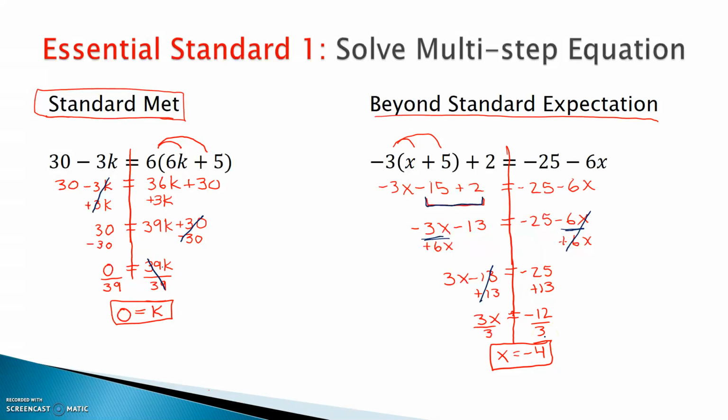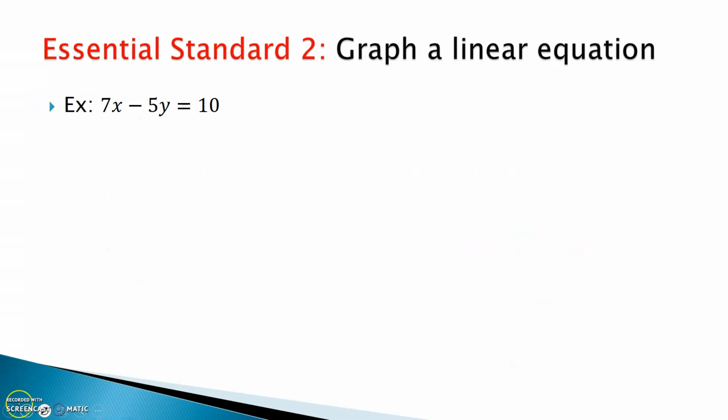All right, guys, so that is standard 1. All right, that is a must know. All right, let's move on to essential standard number 2. Can I graph a linear equation? Now, if you remember, this is in that kind of weird, funky form, which we call standard form. You got your ax plus your by is equal to c.